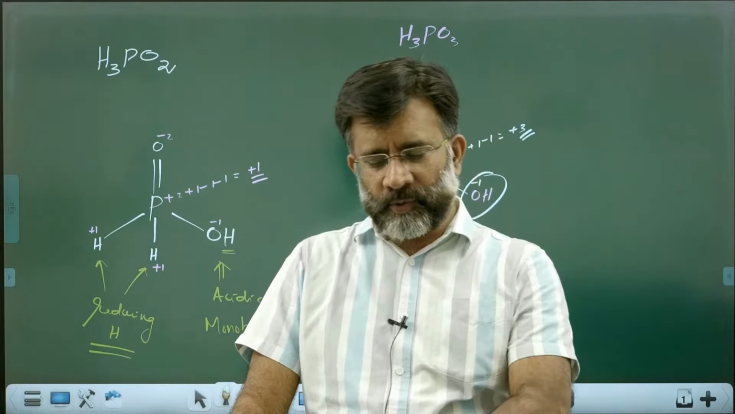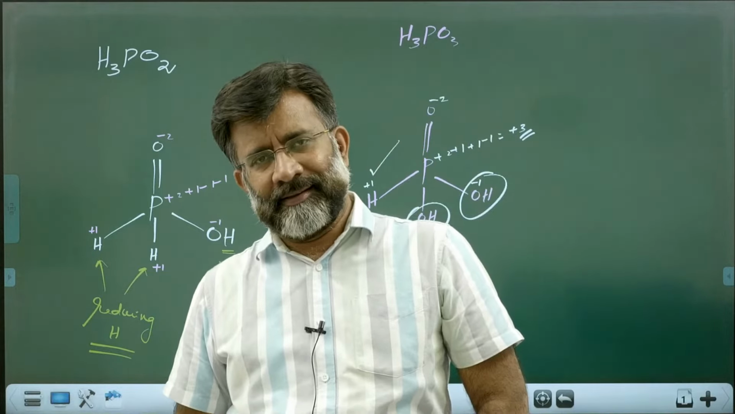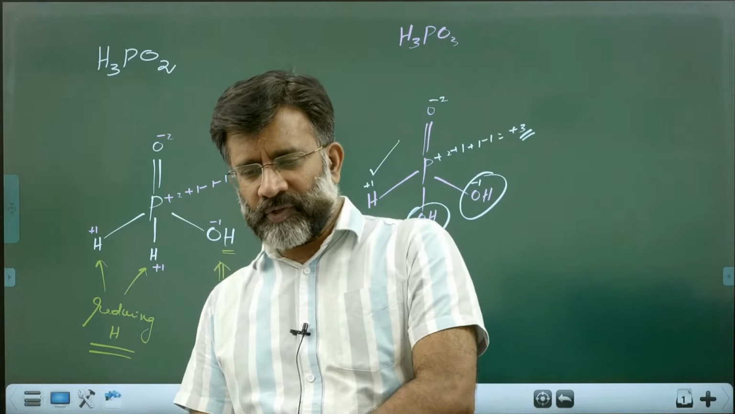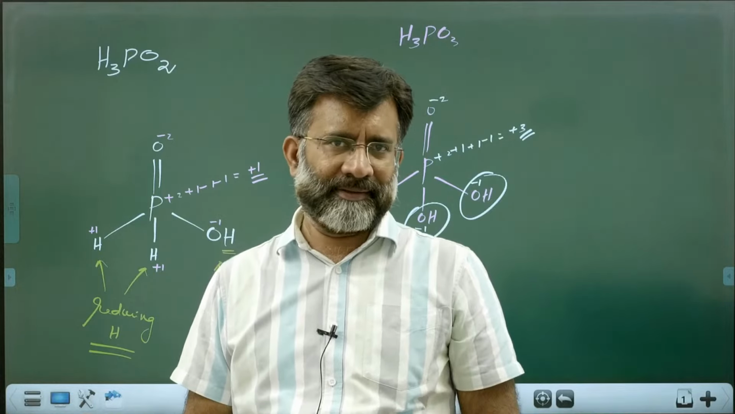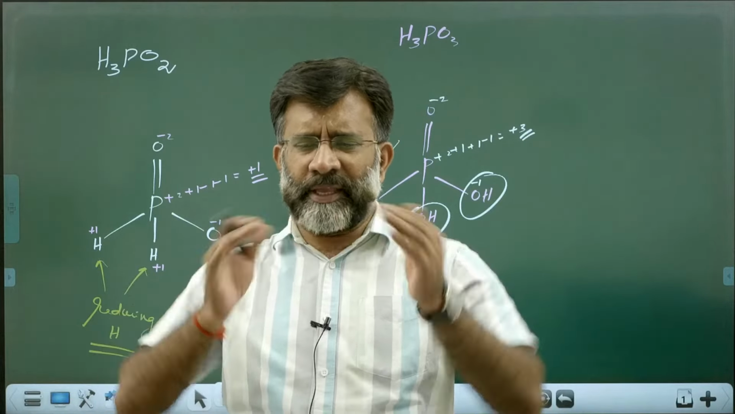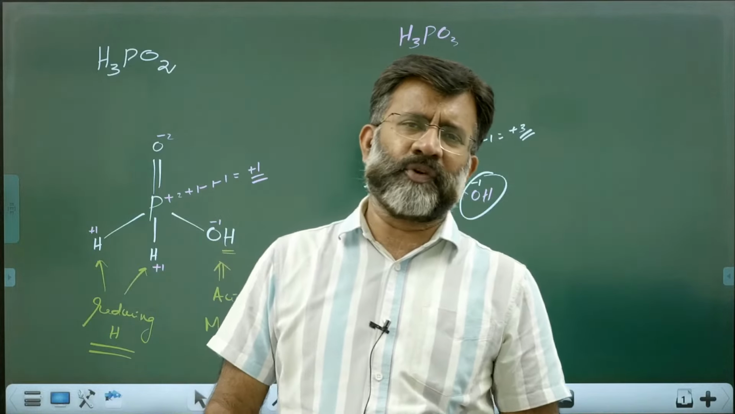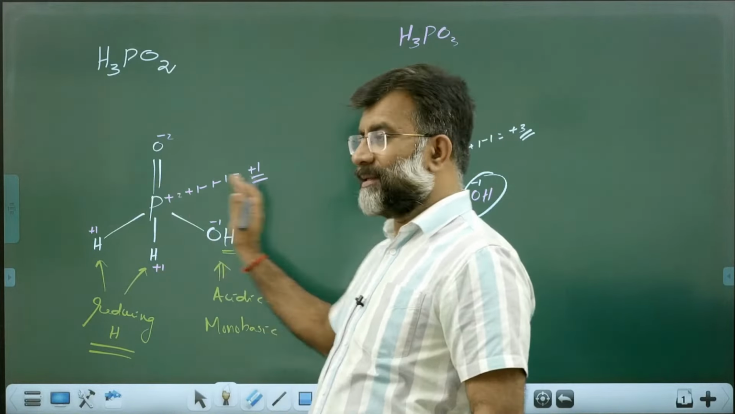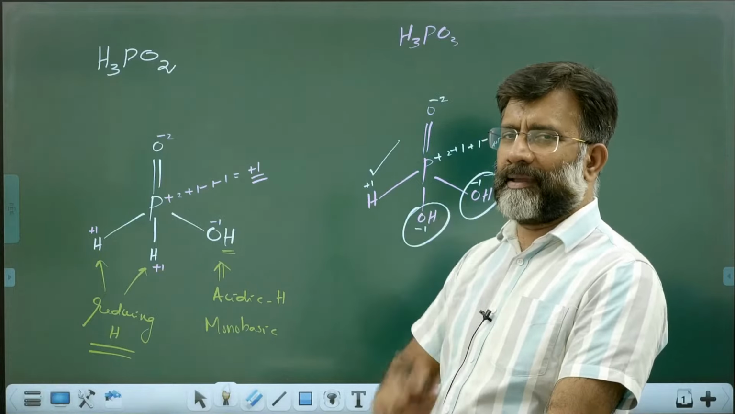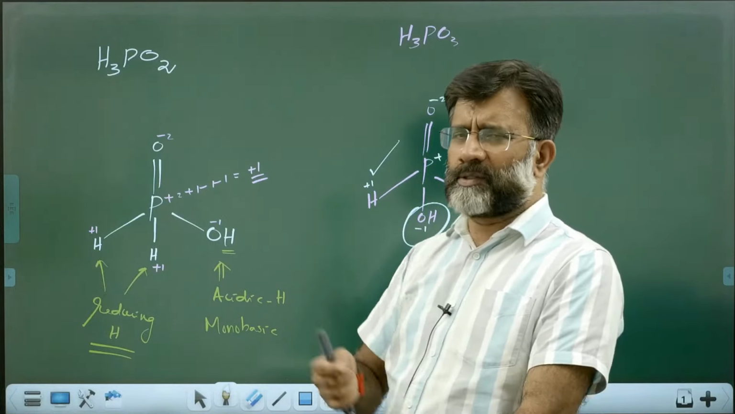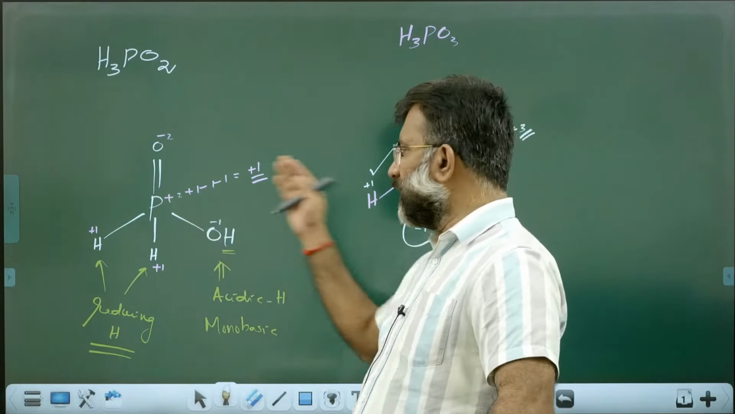Right? There is a question: which is more acidic, hypophosphorus or phosphorus acid? They are almost equal, but when you look meticulously, hypophosphorus acid is a better acid than this. When you look at the Ka data, even though marginally, this is slightly more acidic than this.